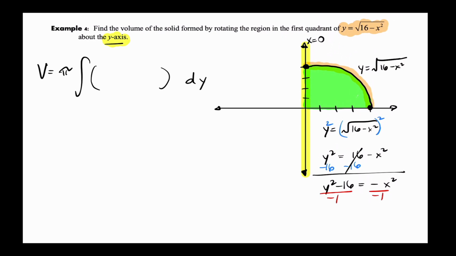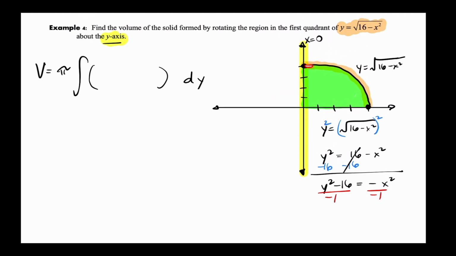Okay, so this is a quarter circle. The equation would give you a full circle, but it only said first quadrant, so we just want that quarter. It's got to go across the y-axis. So the right is going to be the function y equals square root of 16 minus x squared. The left is going to be the y-axis, x equals 0.